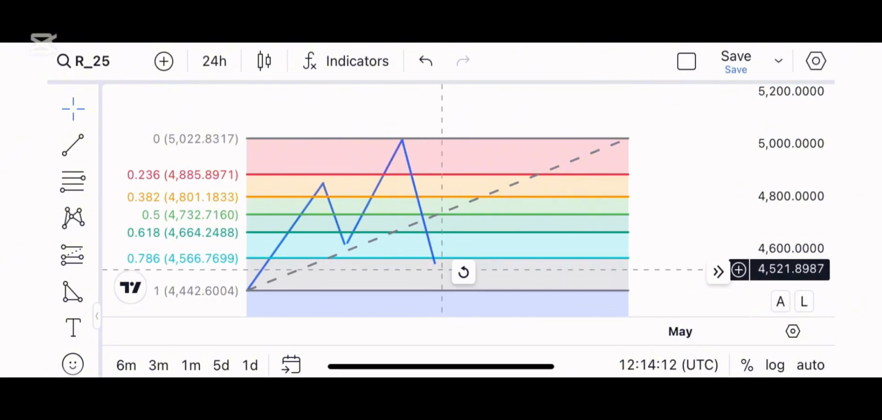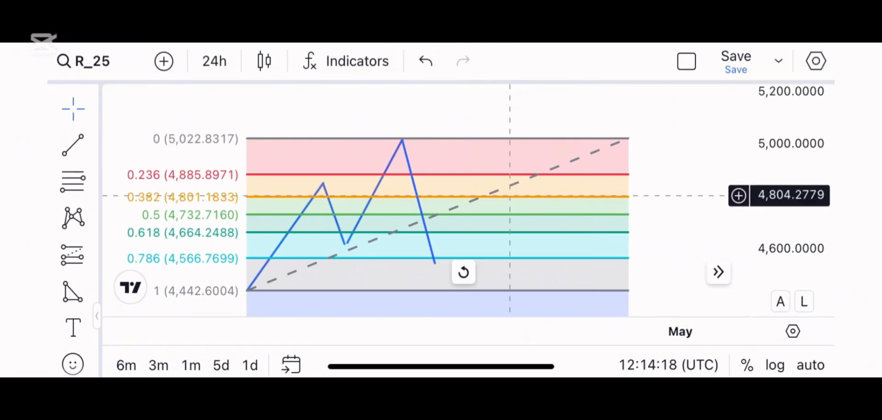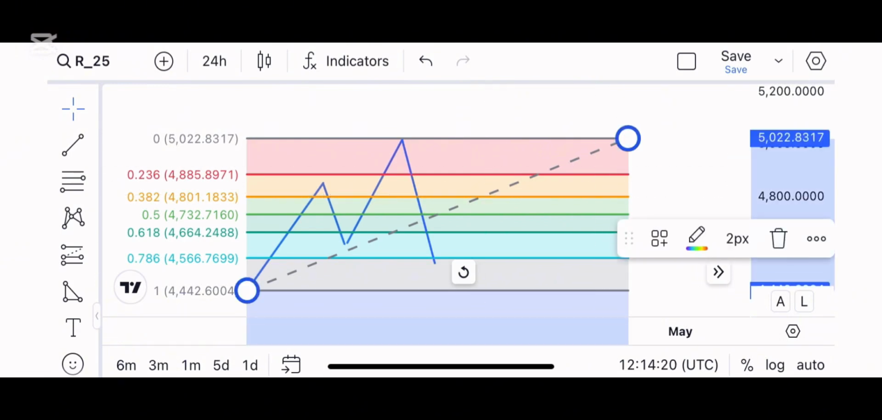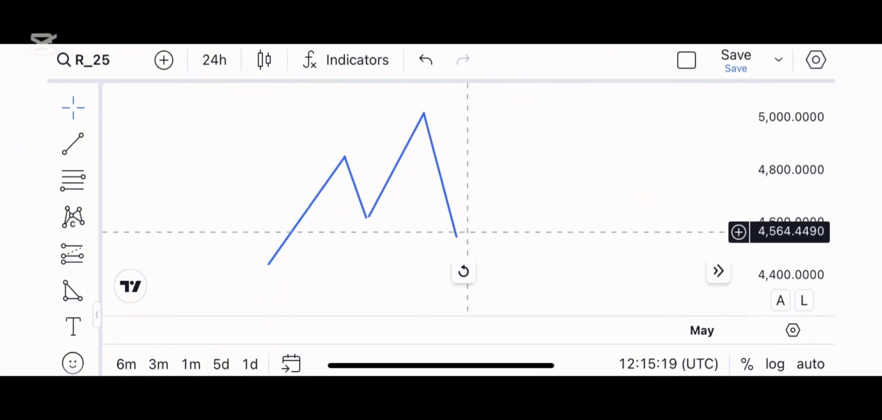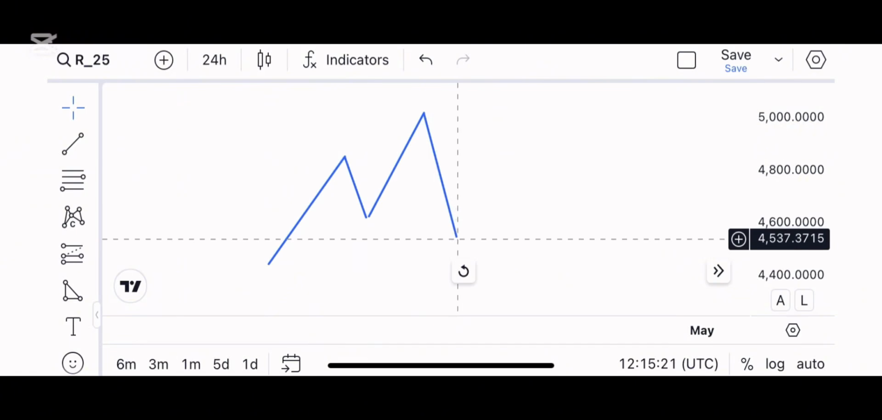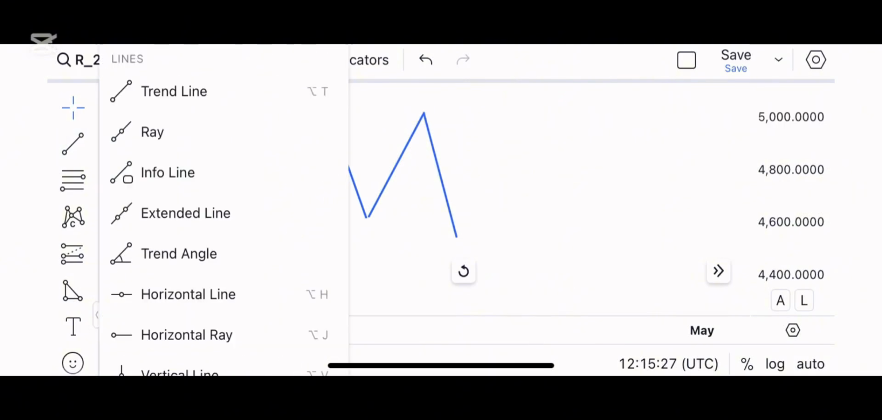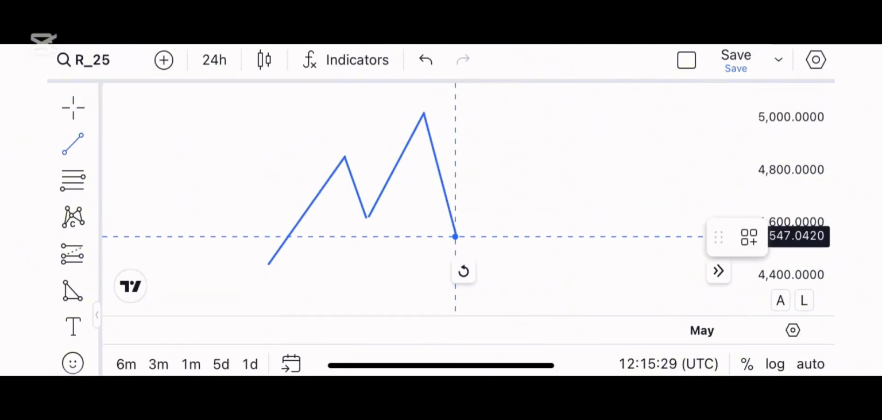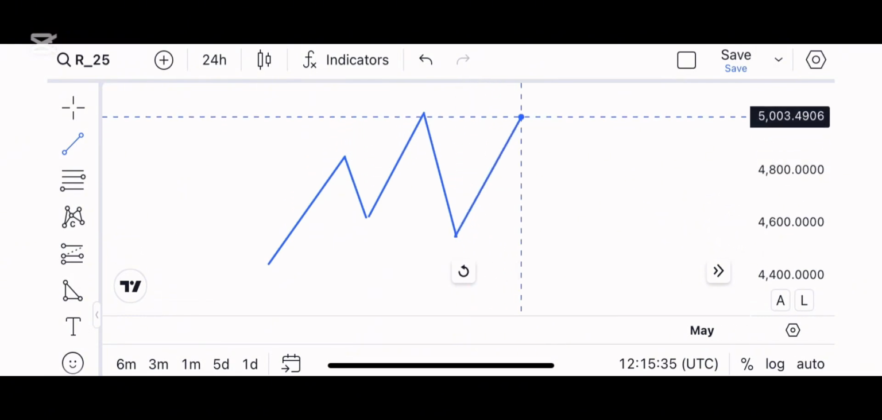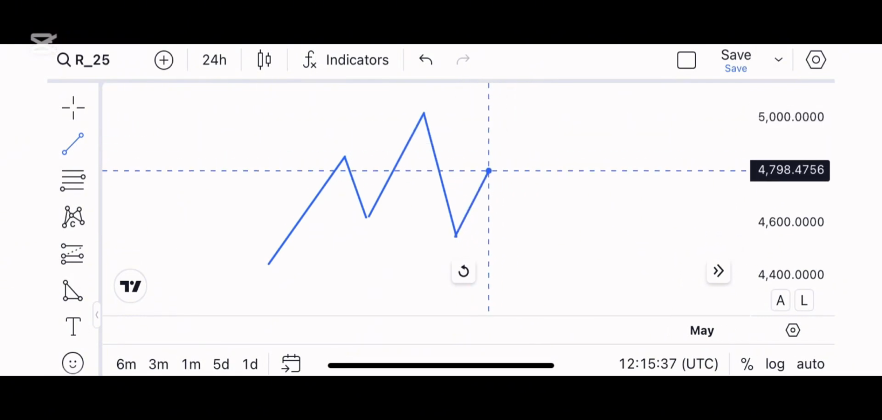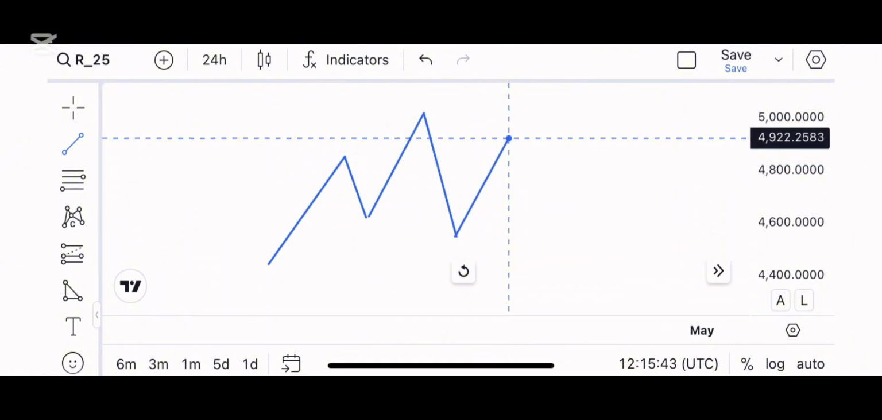If you're going to take your entries, you're going to find your entries around this point. So guys, this is how the Cypher pattern looks, and these are the measurements for how to trade the Cypher pattern. What you do is find your entry around this point and take your buy positions for the market to go up. From this point the market will begin to go up, and at this point is where you're going to take your take profit. You're going to see the market moving up like this, and you're going to take your profit.